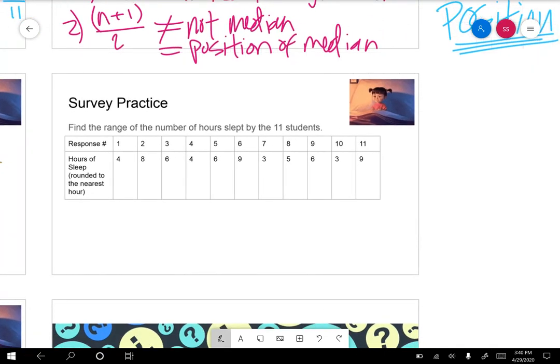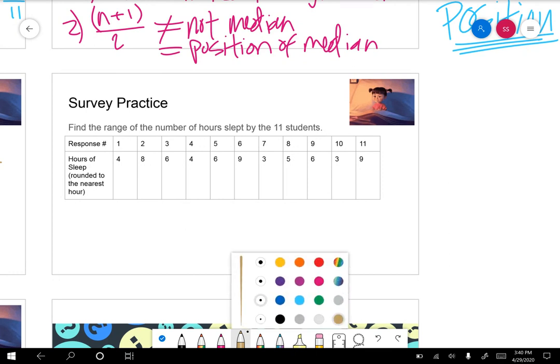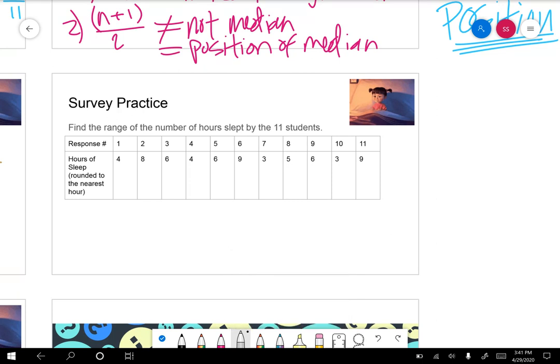All right, range. I feel like this video is a lot longer than it needs to be, but that's okay. Let's do silver. I don't know how well this will show up, but we'll see. All right, next we're finding the range. So the range is basically telling us how spread out our data is.